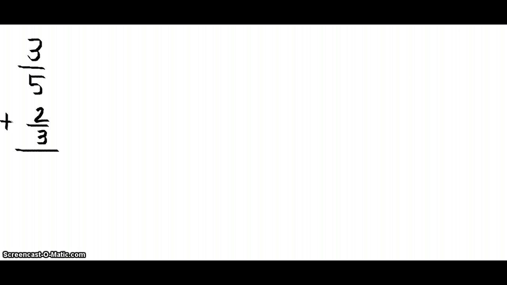Now here's one for you to try on your own. Try 3/5 plus 2/3. Pause the screen and put it back on when you're ready to check your answer. Okay, let's see if you got it correct. Our first step is to see if the denominators are the same. We have 5 and 3, so they are not common denominators. So we need to find our least common denominator.